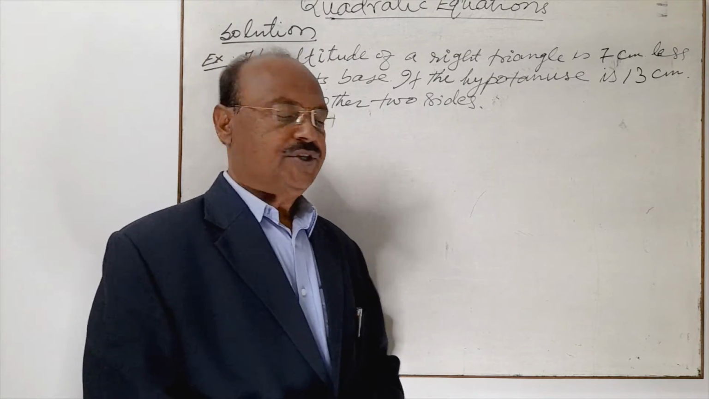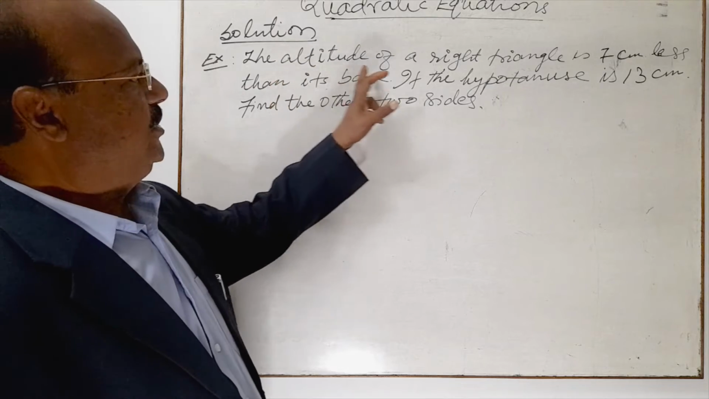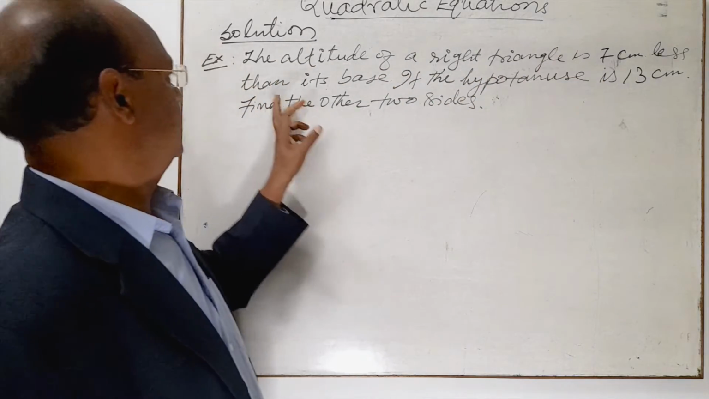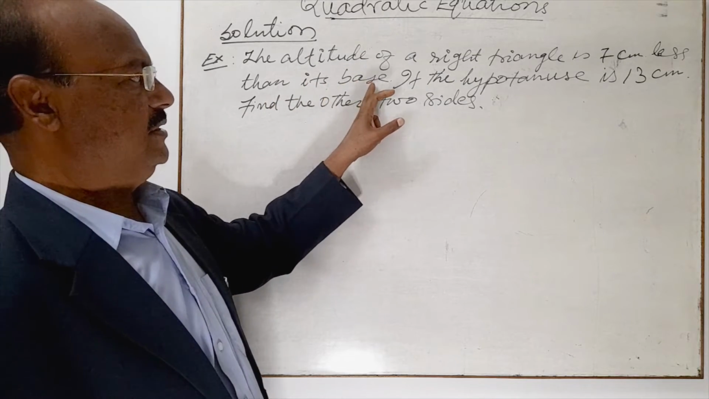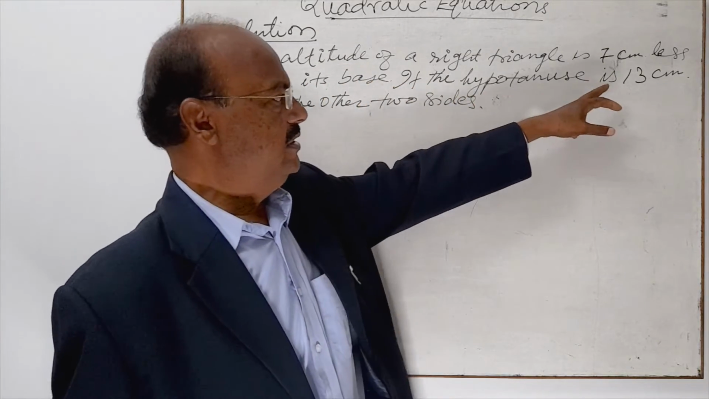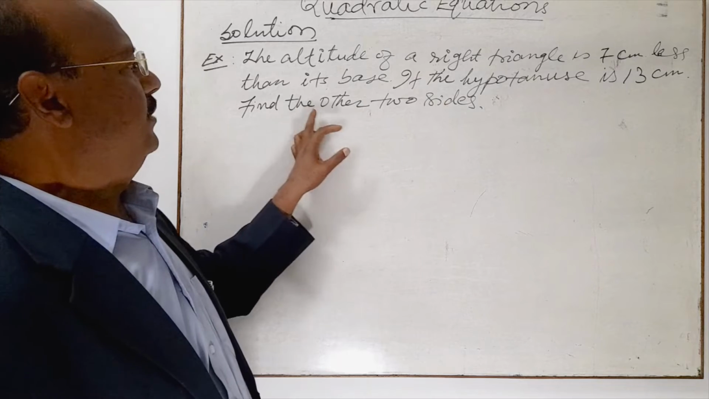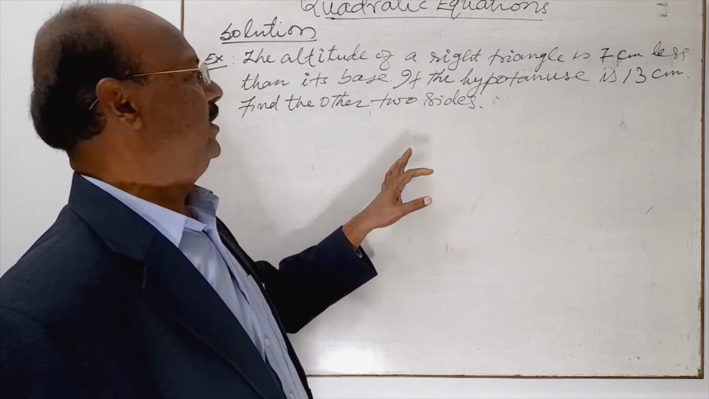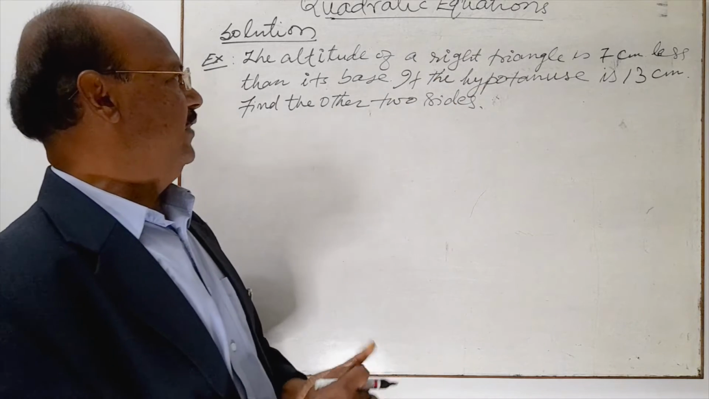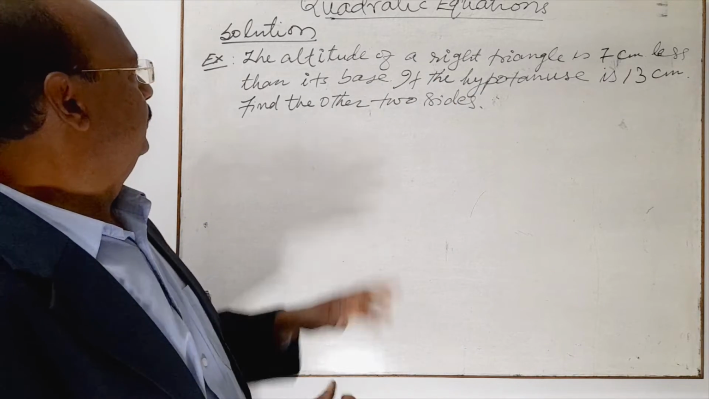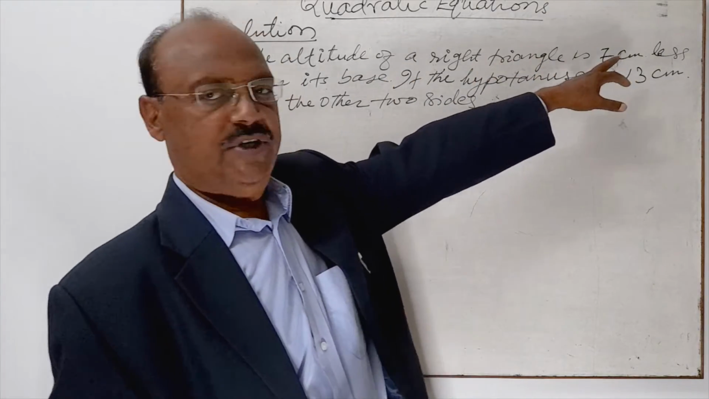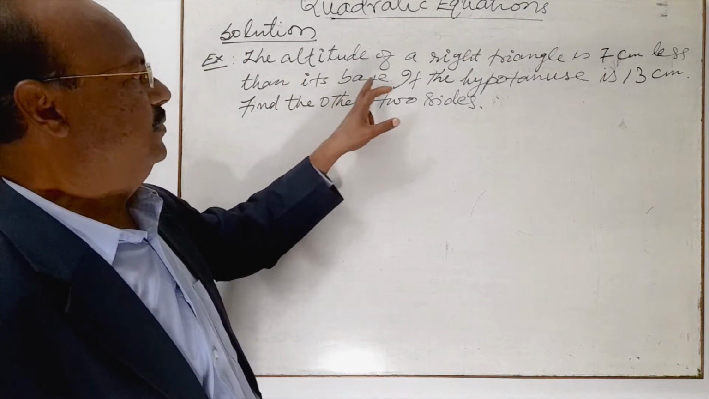Now we will see the next question. The altitude of a right triangle is 7 centimeter less than its base. If the hypotenuse is 13 centimeter, find the other two sides. Here we have to find the base and perpendicular. So altitude, meaning perpendicular, is 7 centimeter less than its base.